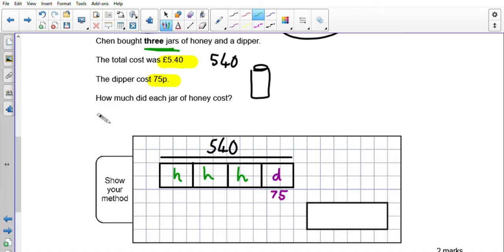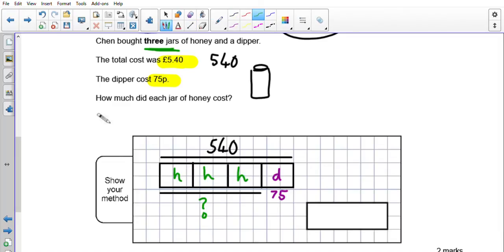So now I have that visual representation of what's going on here, I can start to really unpick what I have to do. What I'm going to have to do is work out how much HHH is worth. Honey, honey, honey. I don't know that, and I want to know that. And then once I know that, I can divide that amount by 3 to work out how much 1 jar would have cost. But I can't do that yet because I don't know how much 3 jars cost.